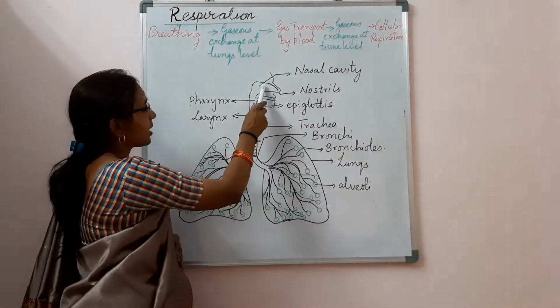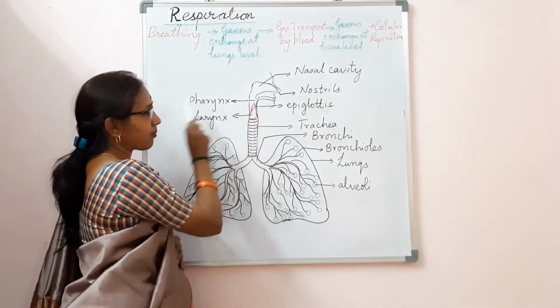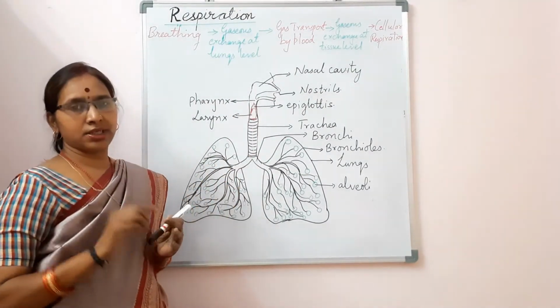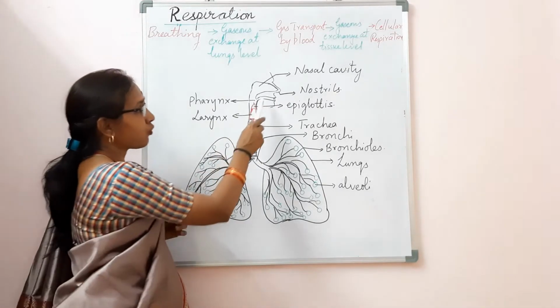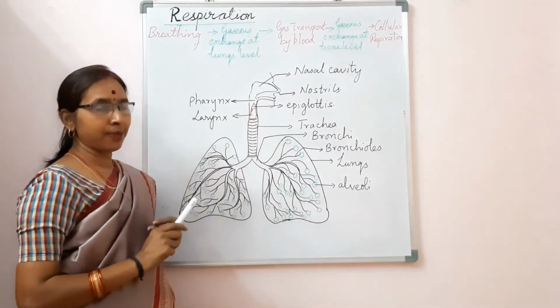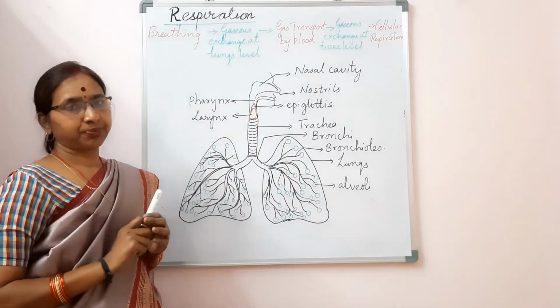Now, when the air enters into the pharynx, here we have a flap-like structure known as the epiglottis. This epiglottis is a flap-like structure which will allow the food to pass into the food pipe, and it will allow the air to pass into the trachea.